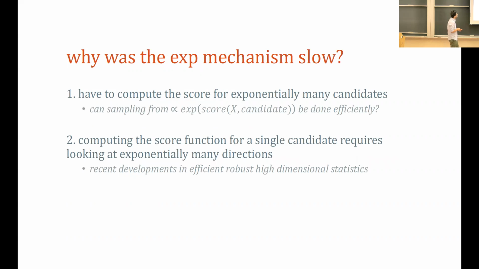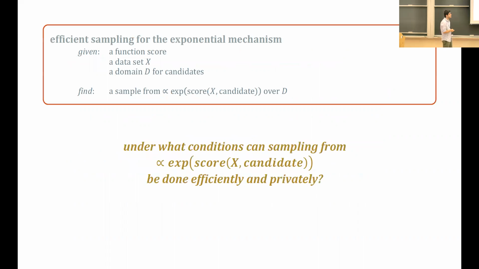The other issue was that even for a single point in your domain, computing the score function requires looking at every direction, and you have exponentially many directions, so it's not clear how to compute the score function. And for this, maybe we can use some developments in robust statistics in recent years.